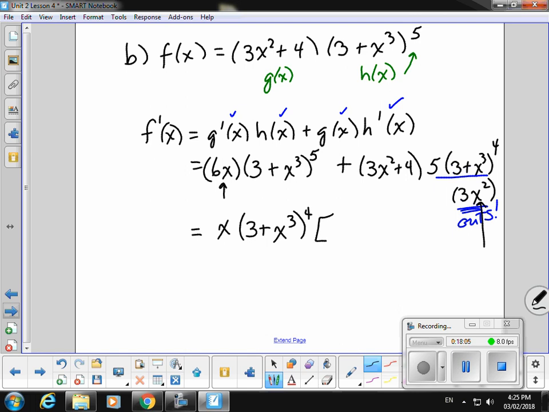Okay. For the first term, I'm missing that 6, and I'm missing one more 3 plus x cubed. For the second pile, I have a 5 missing. I have 3x squared plus 4. I've already taken care of the 3 plus x cubed to the 4th. I'm missing a 3 and another x. So I'm going to change this to 15x.